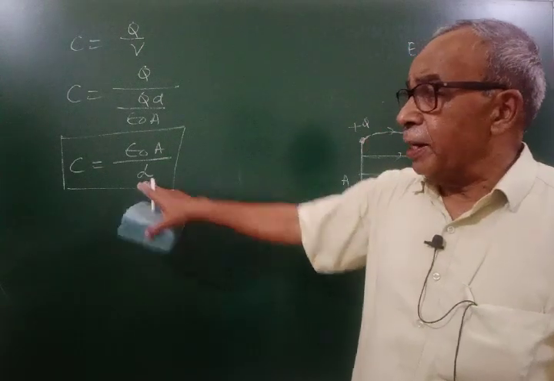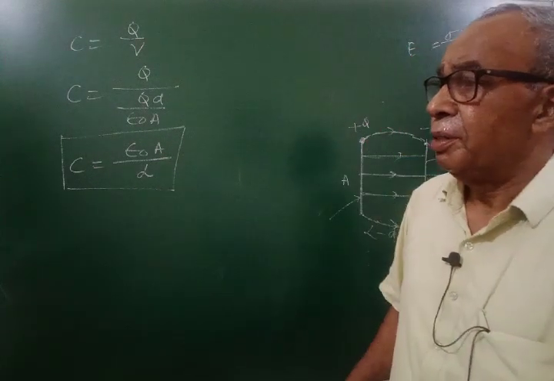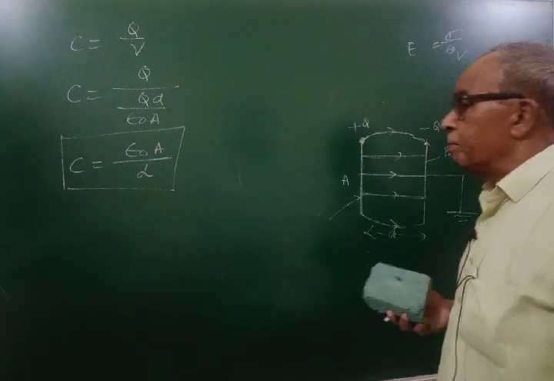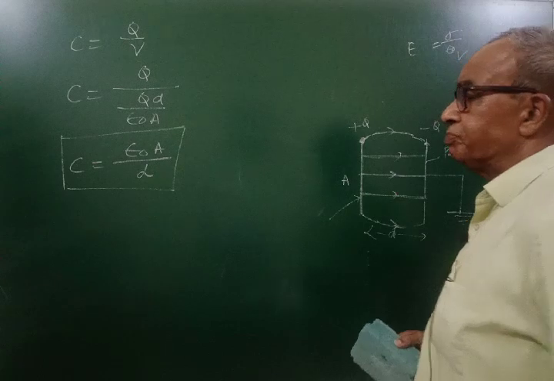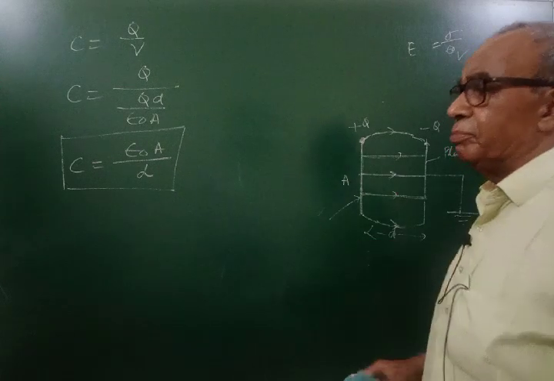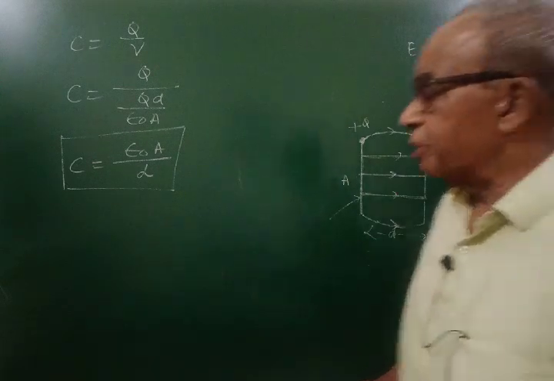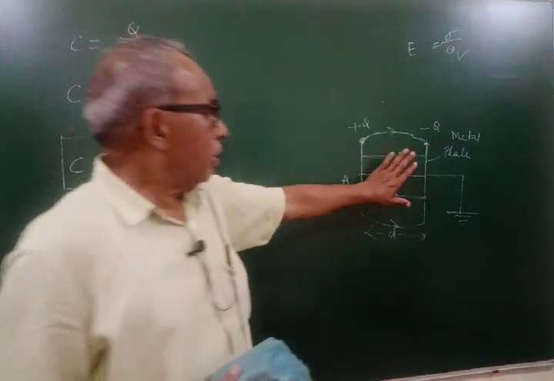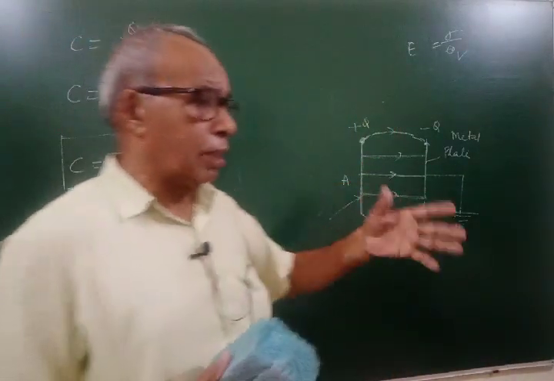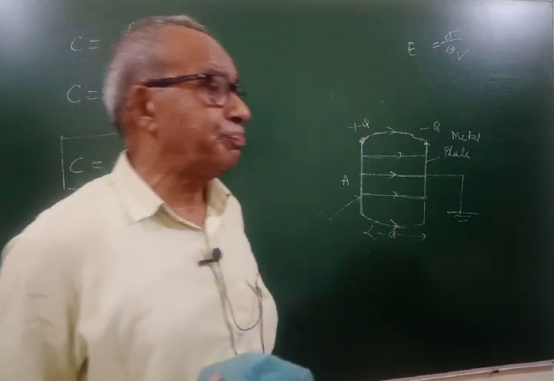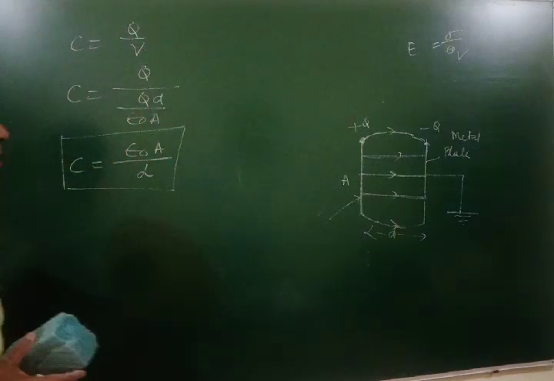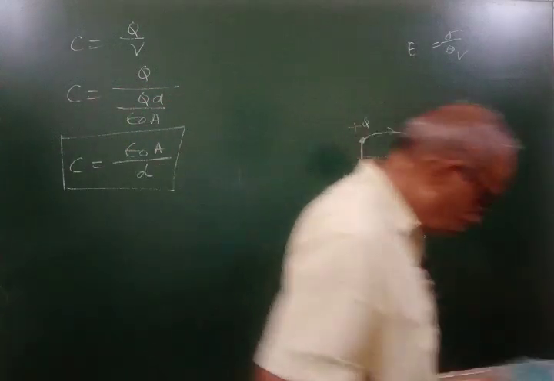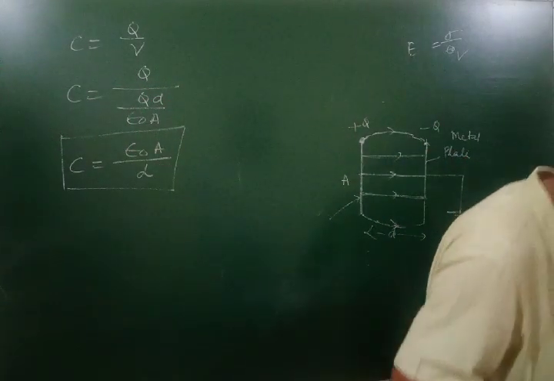Smaller the distance between the plates, larger the capacitance. Larger the area, greater the capacitance. Actually, air is filled between the plates. Generally, we can't create vacuum. So there is a limitation of keeping the plates very close.